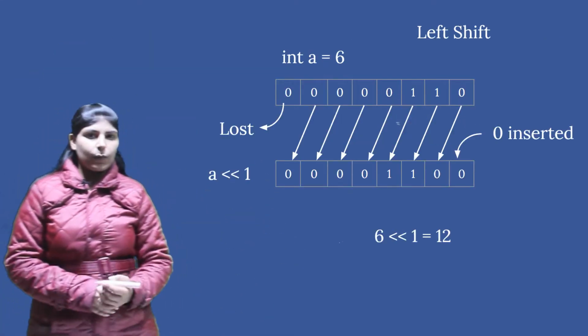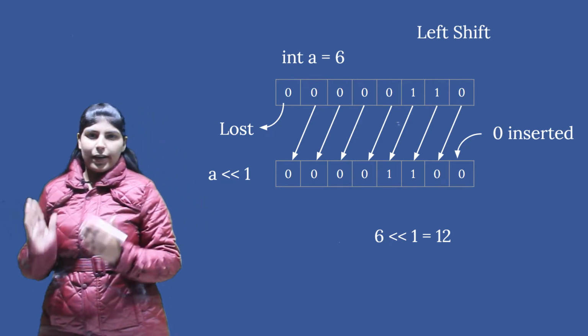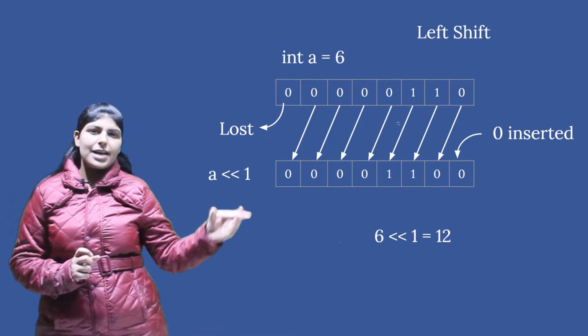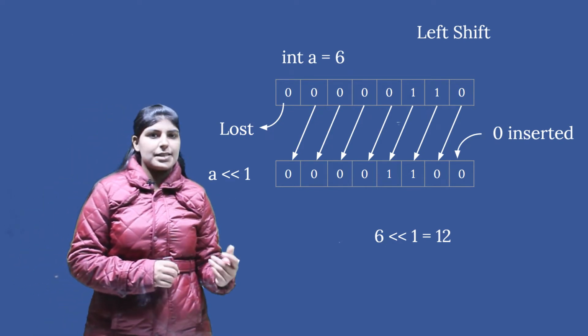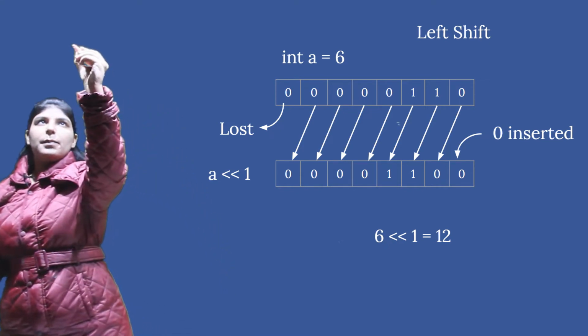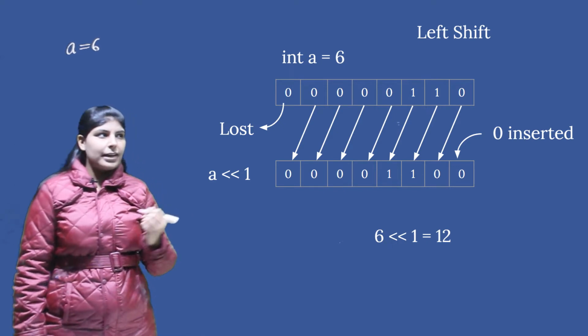So now the next bitwise operator we'll see is the left shift operator. It shifts all the bits to the left and inserts zeros at the right end. So let us understand this operator with the help of an example. Let us take an integer variable A which is equal to 6. So I can write 6 in binary like this.